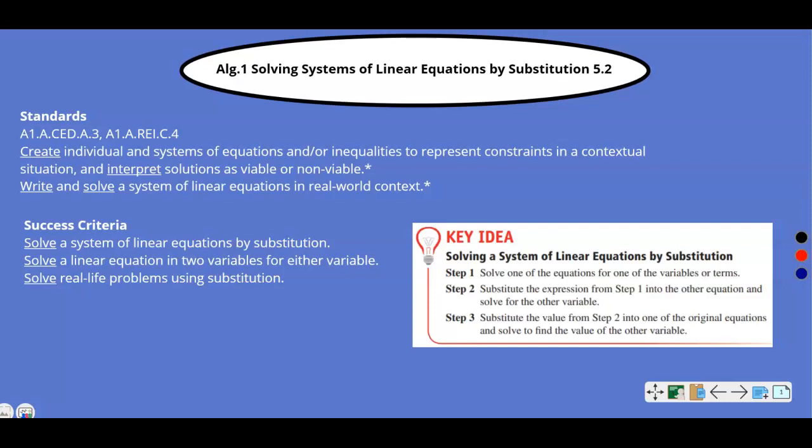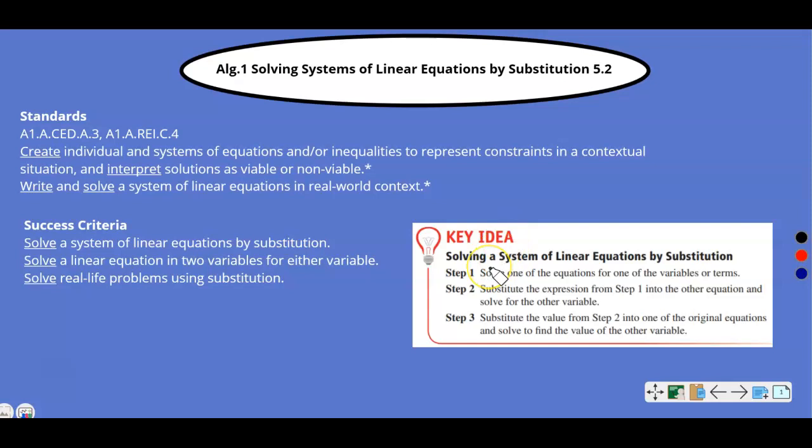Solving systems of linear equations by substitution. All right, so our state standards, here's our success criteria. Solve a system of linear equations by substitution. Solve a linear equation in two variables for each variable. Solve real-life problems using substitution. So we need to be able to solve every type of system of equations in this lesson.